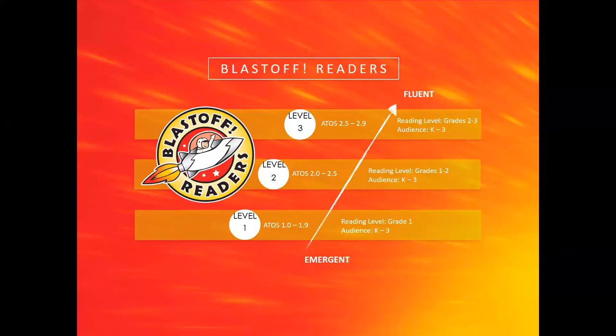So this is just an overview. We have 3 levels in Blast Off Readers, level 1, level 2, and level 3. So they're all at a K through 3 interest level, but the level 1 is at a grade 1 reading level, level 2 is grades 1 and 2, and level 3 is a little more advanced at grades 2 and 3.